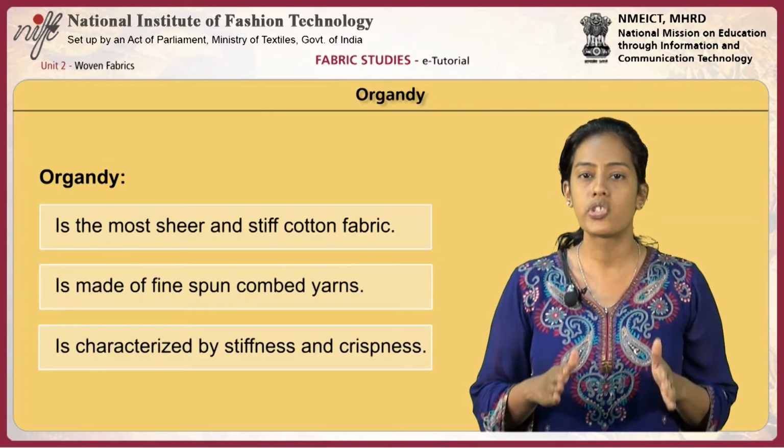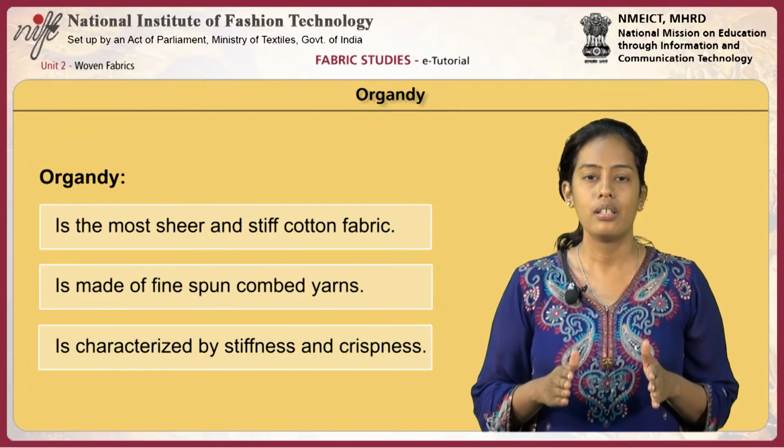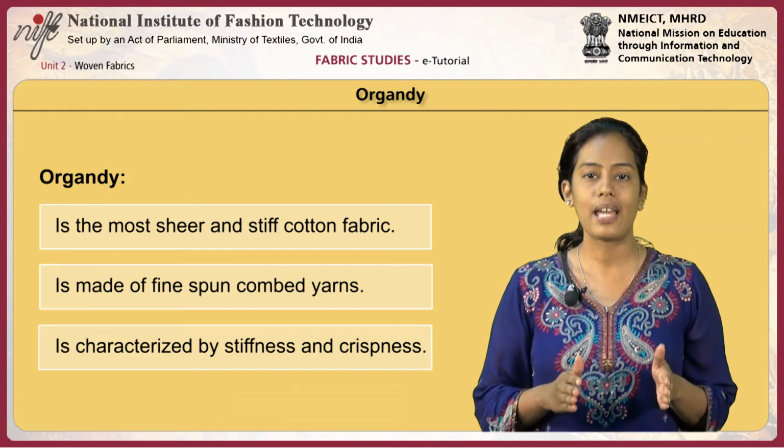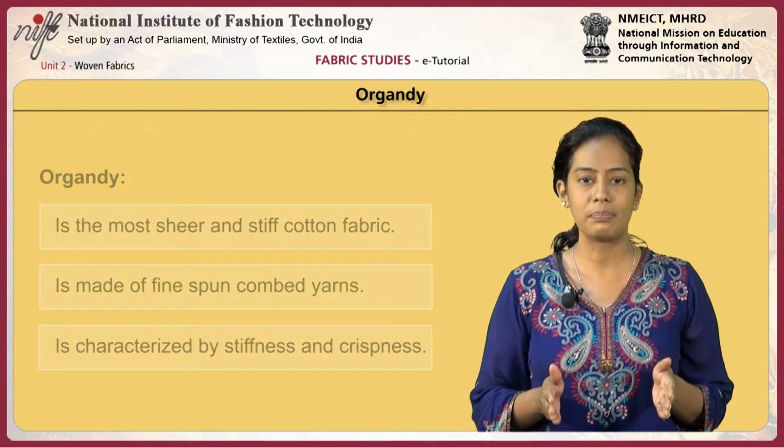Organdy is the most sheer and stiff cotton fabric. It is made of fine spun combed yarns. The fabric is characterized by stiffness and crispness.